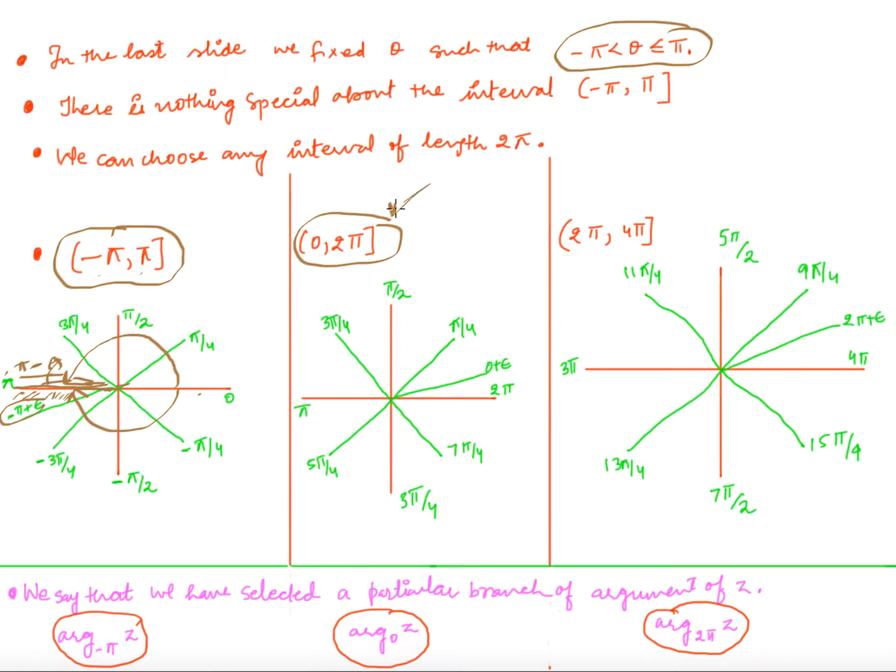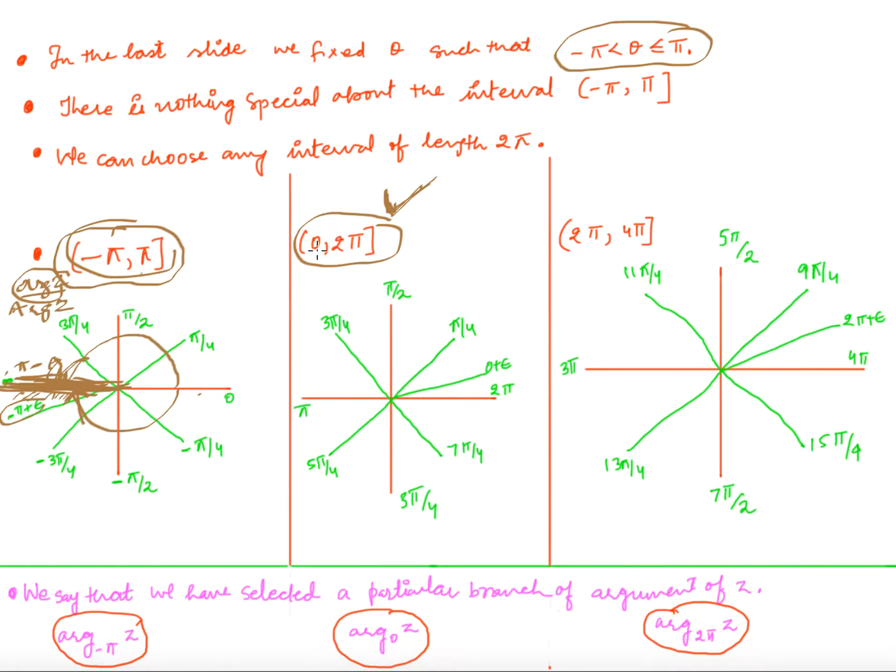And you can choose the interval 0 to 2 pi also, and you can note that here your function argument of z, which is actually capital argument in this case, is discontinuous at this line, because from above the value is approaching pi and from below the value is approaching minus pi. So we have a discontinuity for this particular function argument of z at the negative real axis, right?